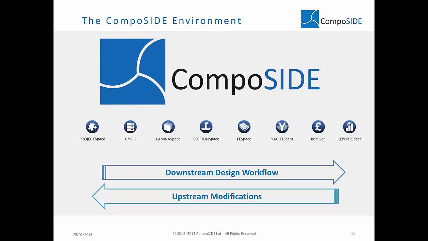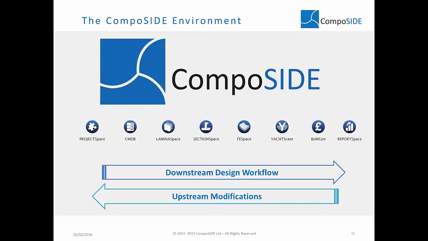We can create grillages, 3D models. We can import STEP files to create shell models, basic panel analysis, you name it, FE Space can do it. So YACHTScant is what we're going to focus on today. This is where we bring in the certification requirements. So ISO and GL requirements, we can generate scantlings and really quickly get out a certification report and reserve factors, including everything that you need for your designs.